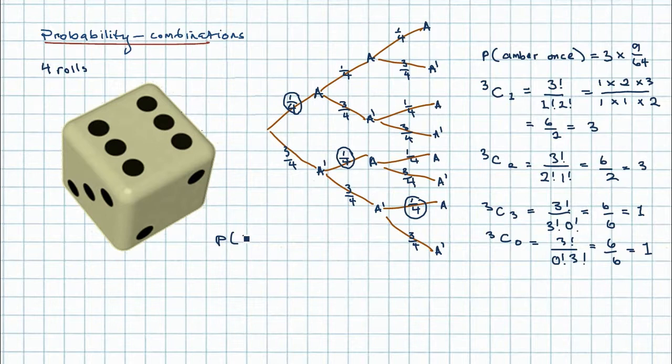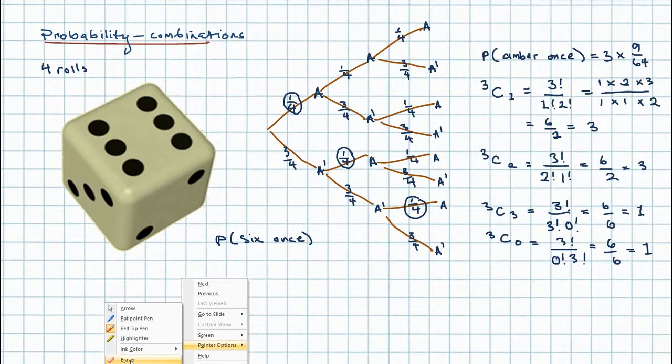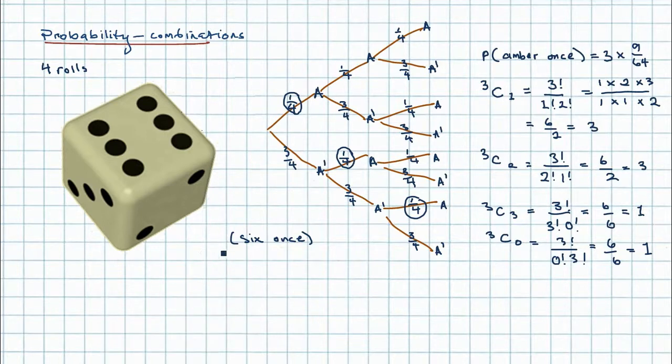So let's think about the probability of, let's write it here, probability of, well, let's say 6 coming up once in 4 rolls. So 6 once in 4 rolls. So first of all, let me just write that a bit neater. Let's work out what the probability would be.